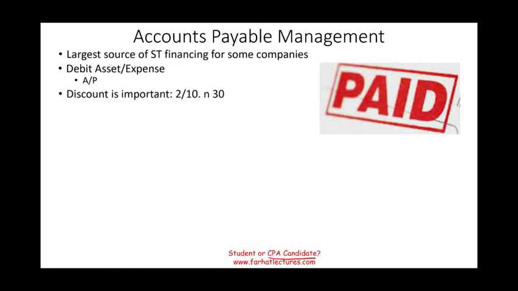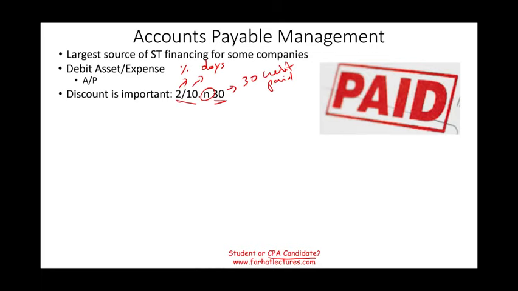Now when they give you that some time to pay, it's called the discount period. It's expressed something like this: 2/10 and 30 or 3/10 and 30. You need to understand how to read those discounts. It means 2% within 10 days. So if you pay within 10 days, you'll get 2% off. Otherwise, the payment is due in 30 days. So this is the credit period. The credit period is 30 days. If you pay within 10 days, you will get a discount.